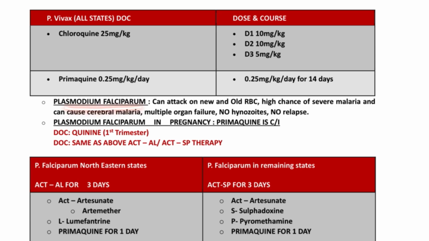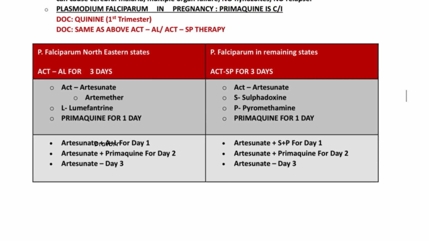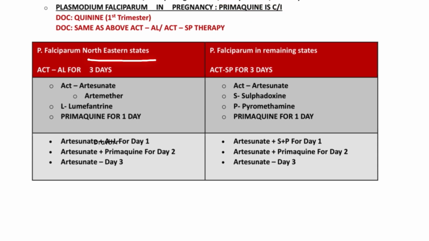Plasmodium falciparum, in pregnancy we are going to give quinine in the first trimester, whereas in the second trimester the same as the other treatment. Primaquine is contraindicated, as we discussed before in vivax also. In the northeastern areas, more patients will have resistance to the drugs, so for them we are going to give ACT-AL therapy: artesunate, artemether, lumefantrine and primaquine for 1 day.